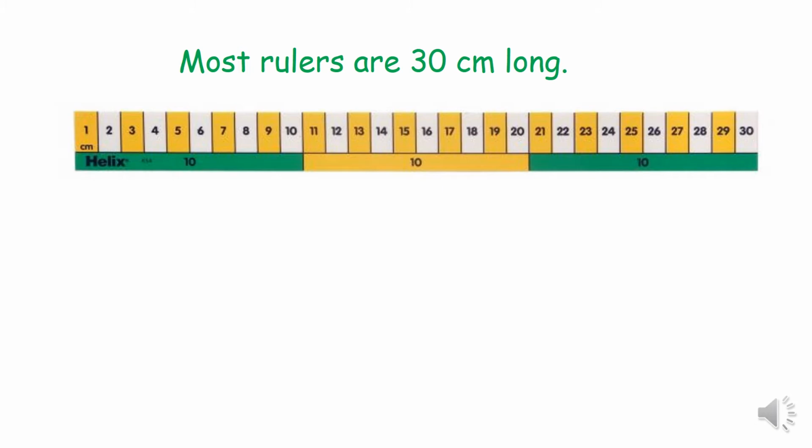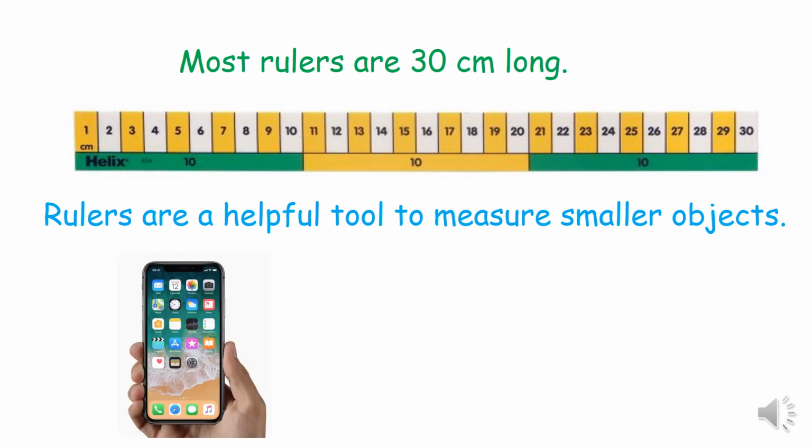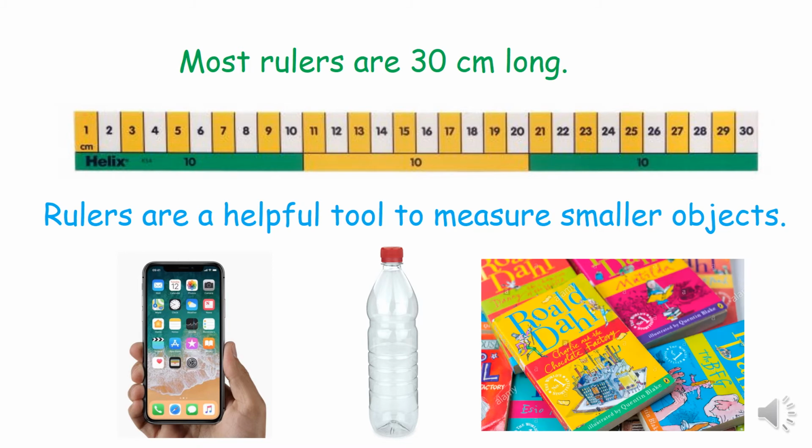Most rulers that we use are usually 30 centimetres long, just like this one on the screen. Rulers are a helpful tool to measure smaller objects. So objects that you might have in your classroom, like pens and pencils. Can you think of any other smaller objects that a ruler could measure? Maybe a phone, or a plastic bottle, or some chapter books.